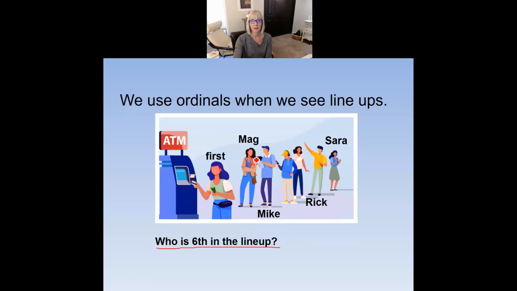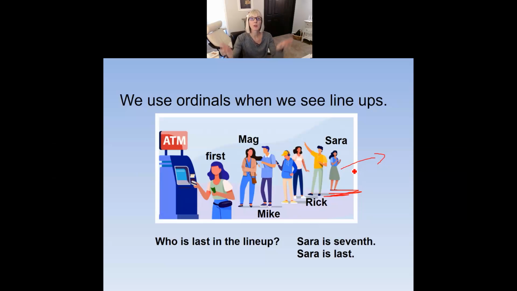First, second, third, fourth, fifth, and sixth. Rick. Rick is sixth in the lineup. Who is last in the lineup? Who is last? Sarah is seventh. She is last. There are no other people behind Sarah. She is the last person in line.